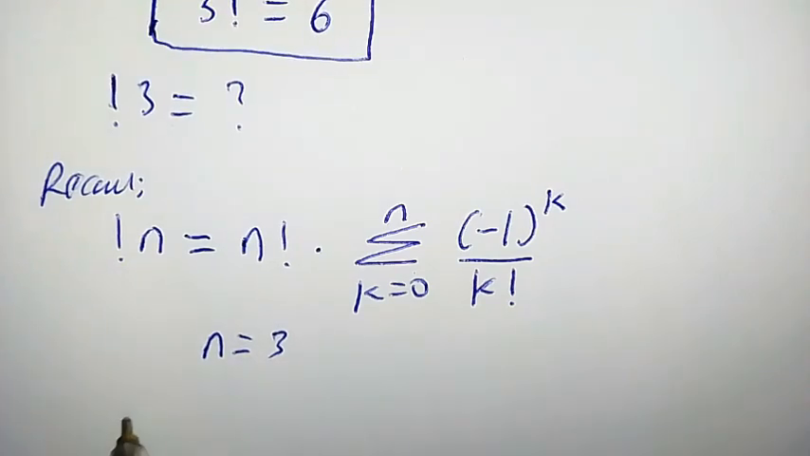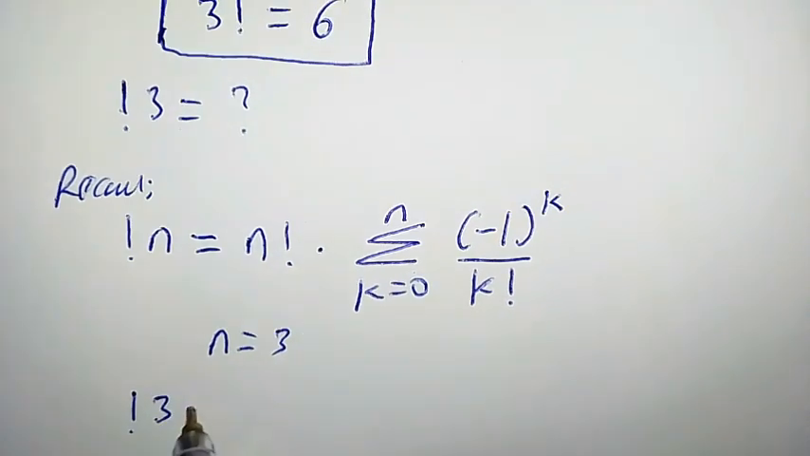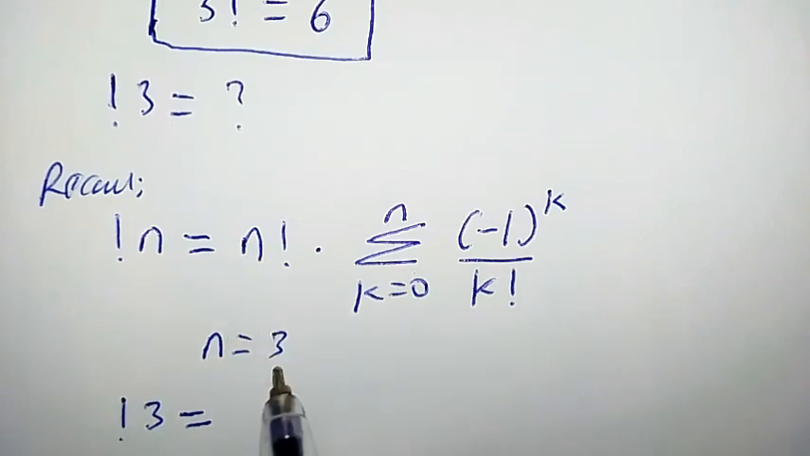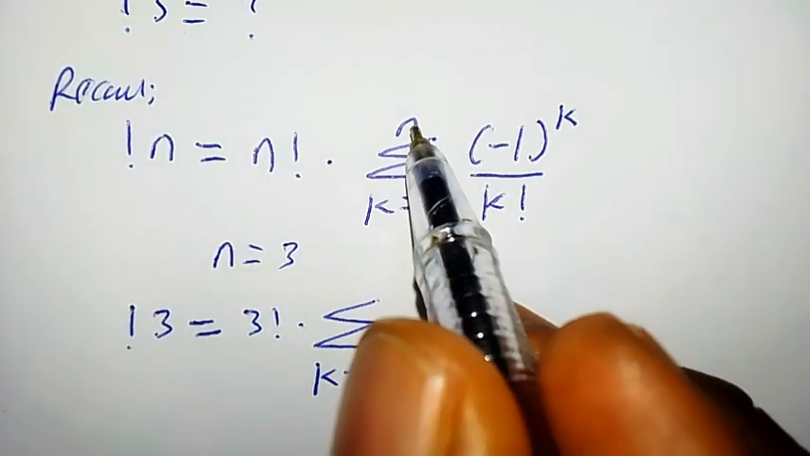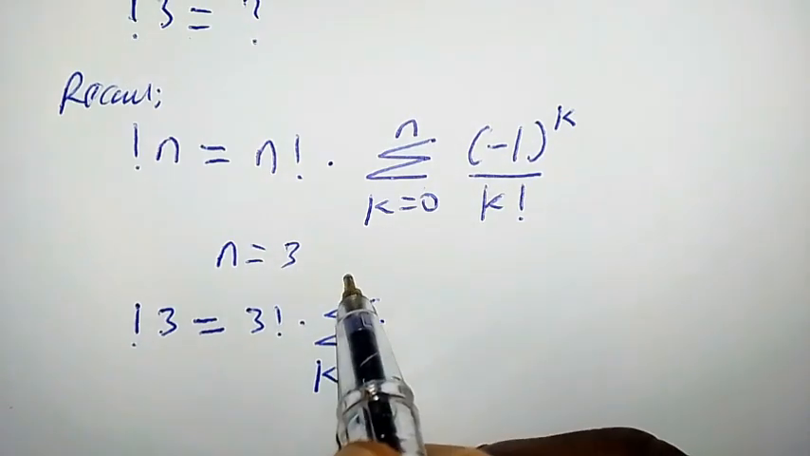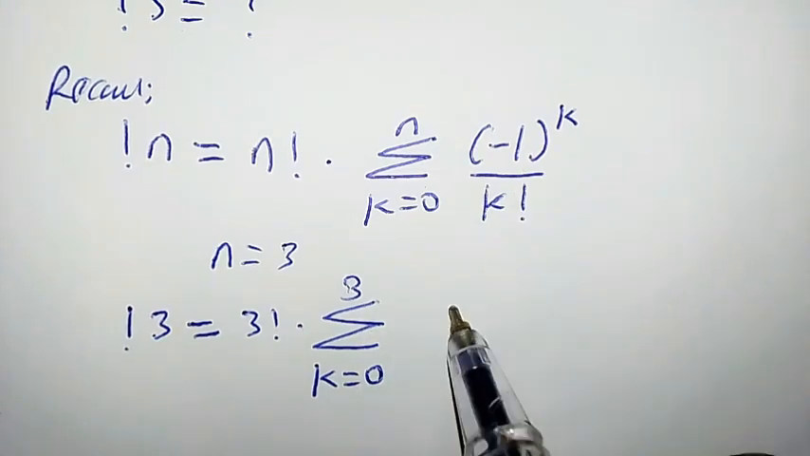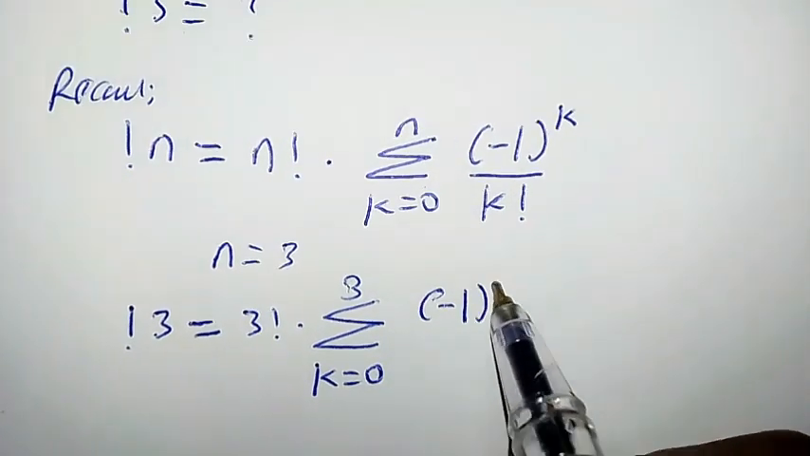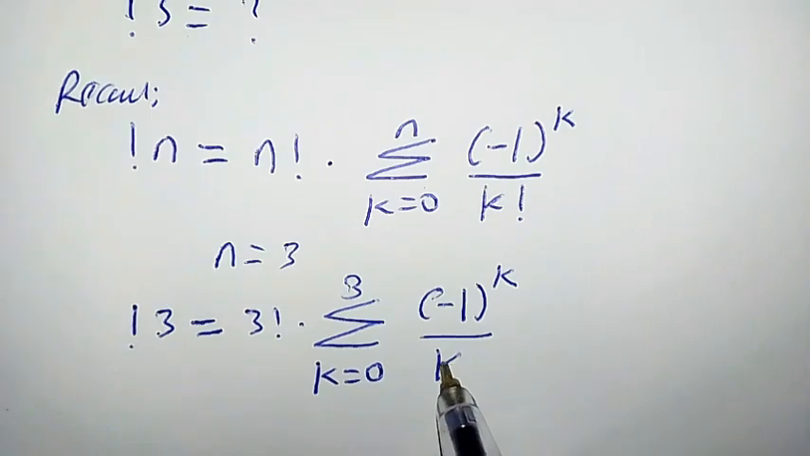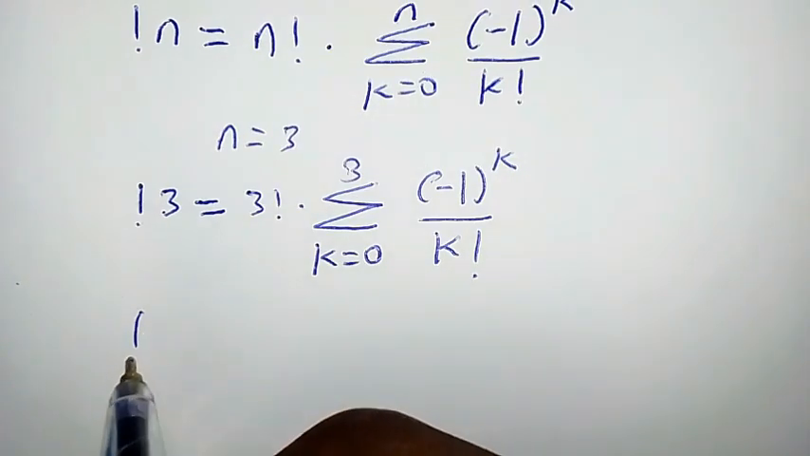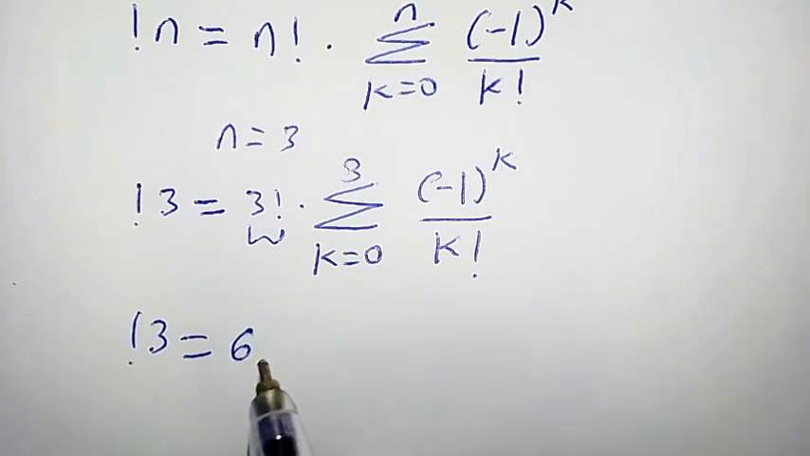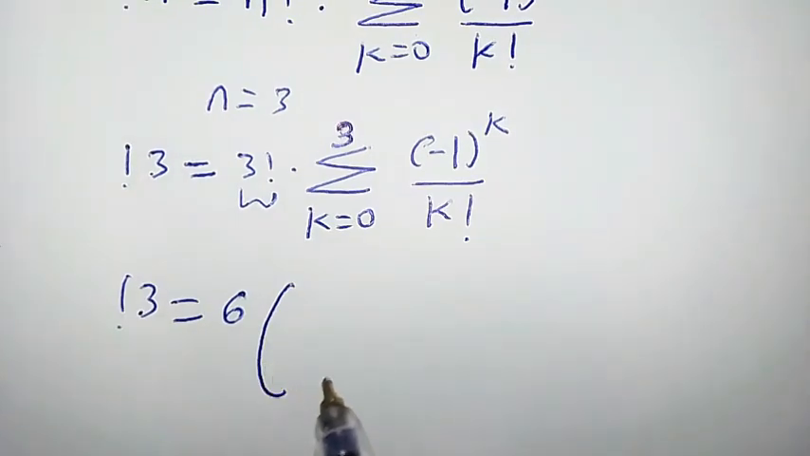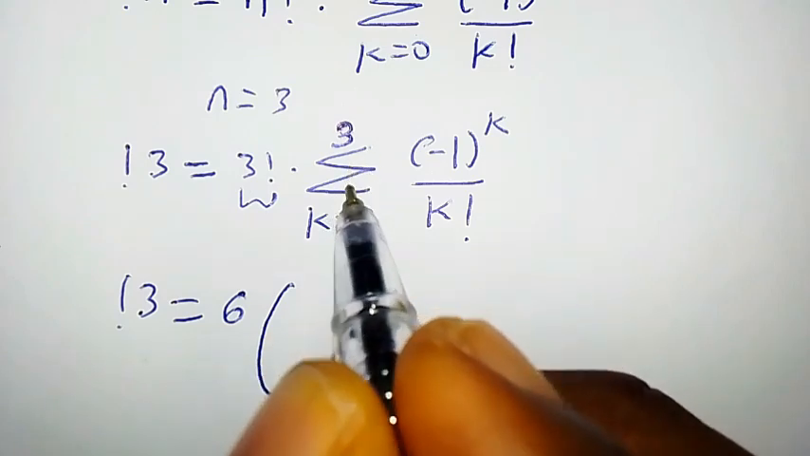From this line, we have subfactorial of 3 equal to, what is n? N is 3, that is 3 factorial times summation k running from 0 to n. What is n? N is 3, so we have 3 rather. And this guy, minus 1 to the power of k over k factorial. Subfactorial of 3 is equal to, what is 3 factorial? That is 6. Times, before we proceed further, this summation symbol means addition.